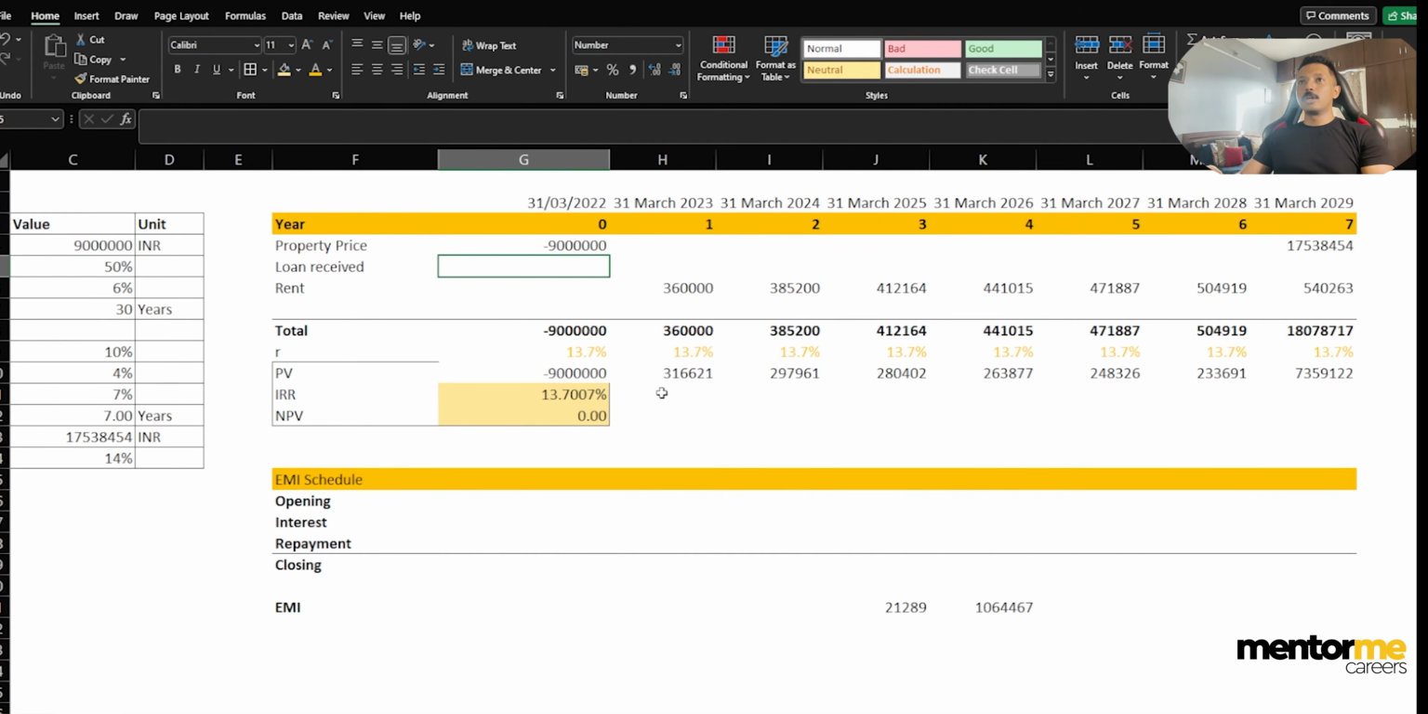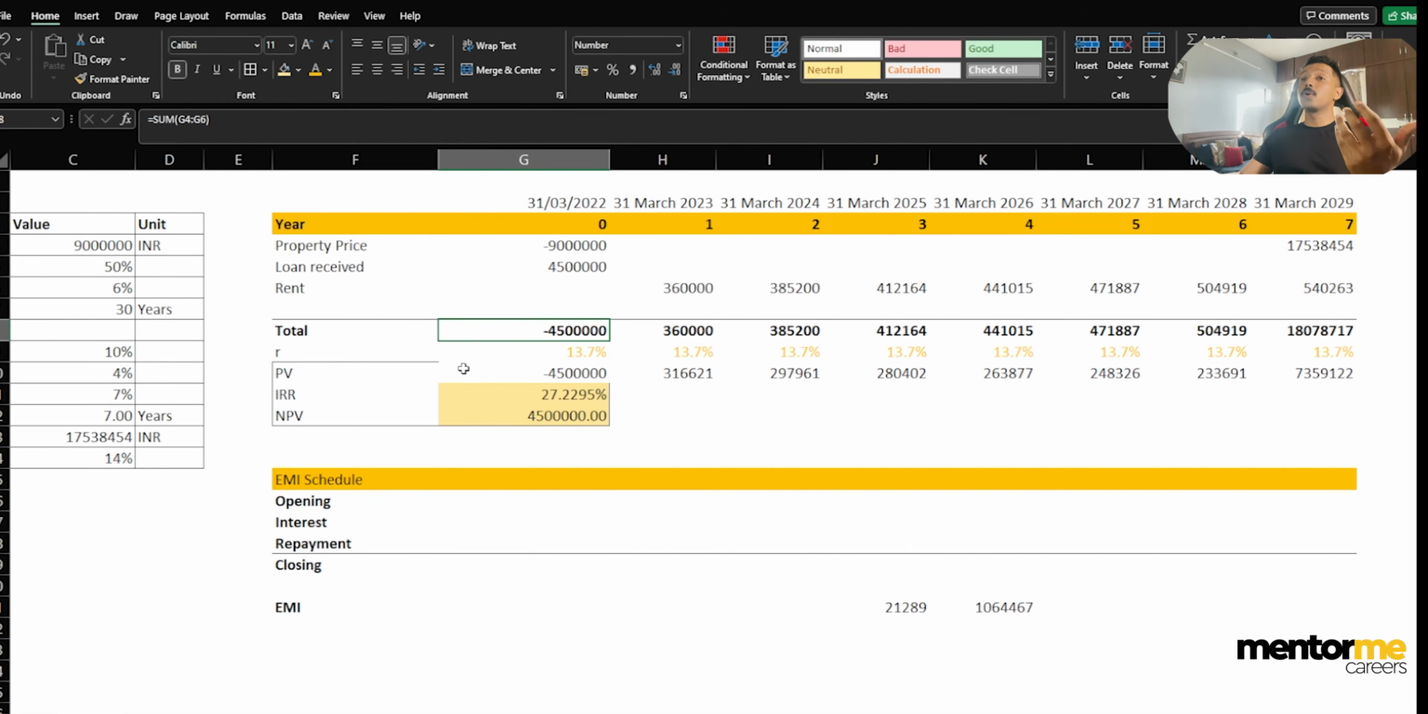Anyways, now let's do the complication part, which is to add a bit of leverage or loan into this. Let's say in this case we are purchasing it in cash, but what happens if we take a loan? I'm assuming that we get about 50% loan. So I'm just multiplying 90 lakhs with 50%. The loan is positive because we are receiving the loan. That means net our investment is about 45 lakhs.